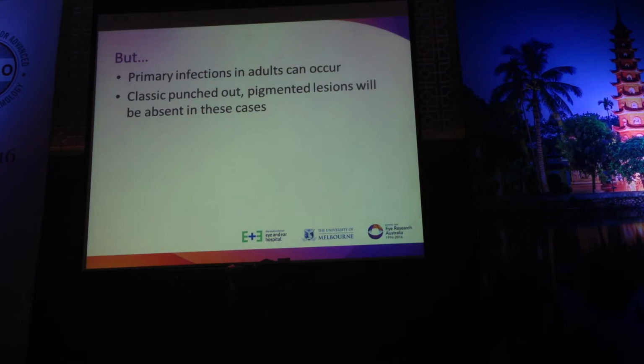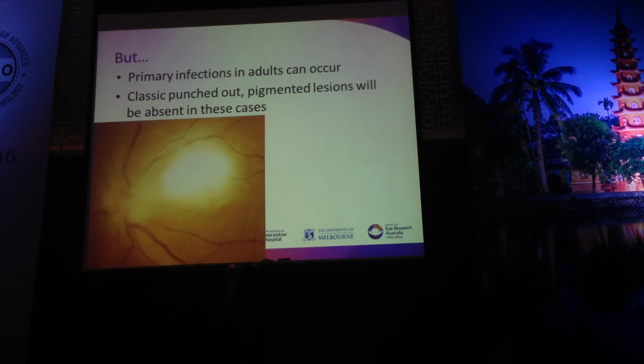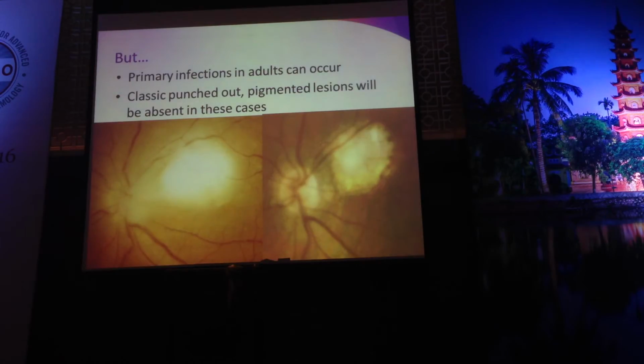But primary infections in adults can occur, and so as a result, the classic punched out pigmented lesions will be absent in these cases. As you can see here, this is toxo. 2 months later, you can see he's now got that classic punched out lesion with that area of pigmentation on the side. So primary infections and primary lesions do occur.